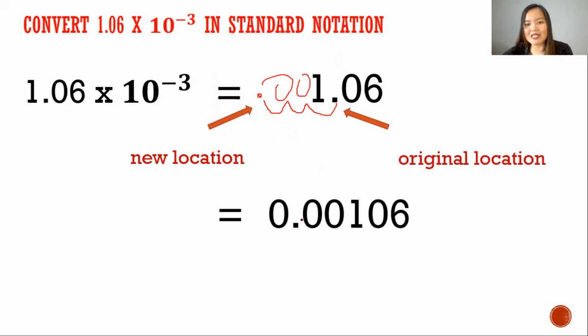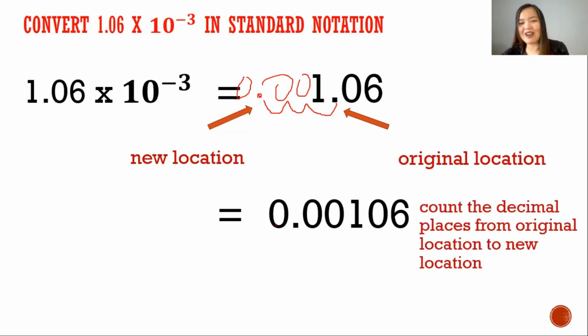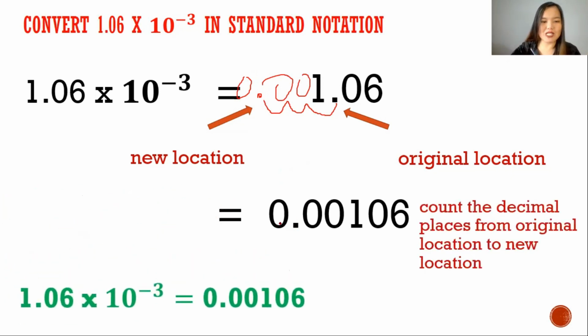And your answer is 0.00106. I added a 0 there to indicate that it is a decimal, because without it, it might look like a speck of dirt. We have to put 0 before the decimal point if there are no numbers before it. So 1.06 times 10 raised to negative 3 is equal to 0.00106 in standard notation.